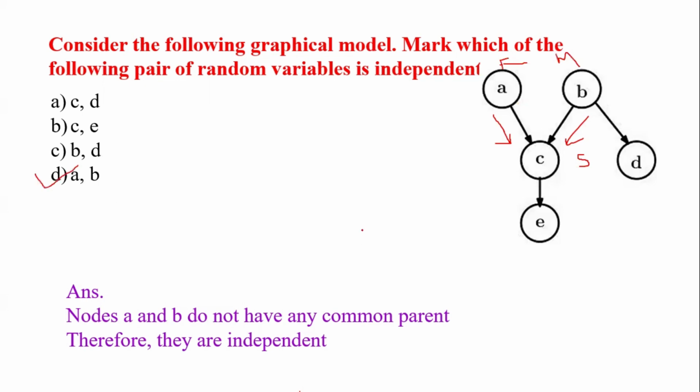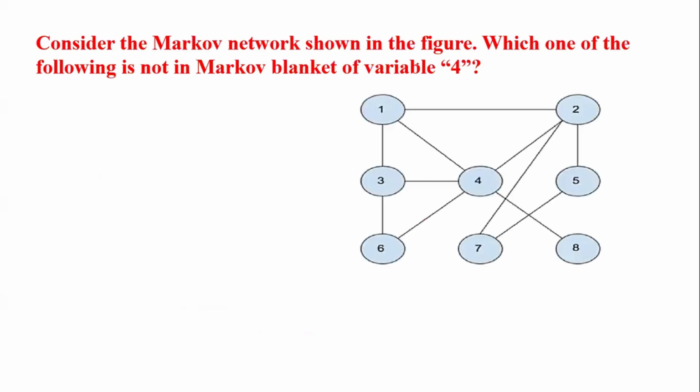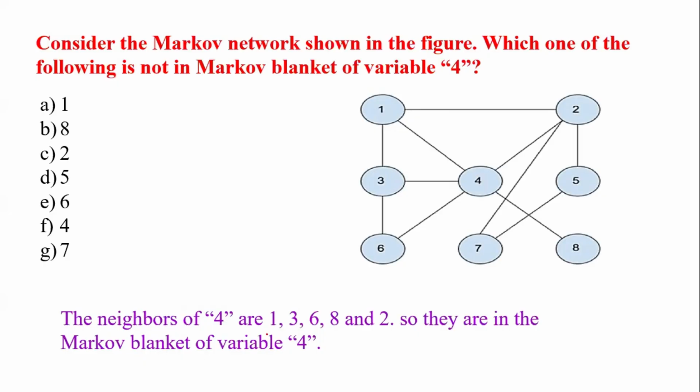Now, next question. Consider the Markov network shown in the figure. Which one of the following is not in the Markov blanket of variable 4? Now, Markov blanket, what does it mean? That means the neighbors of 4. That means the node which is not a neighbor of 4 is our answer for this case, because it is said that it is not in the Markov blanket.